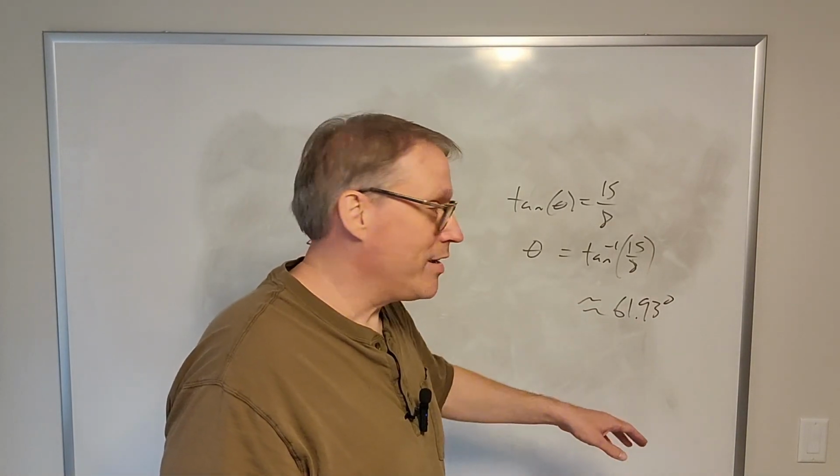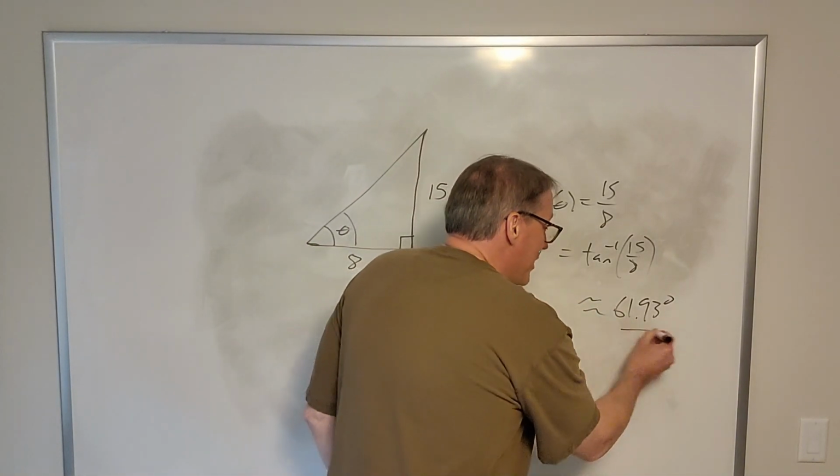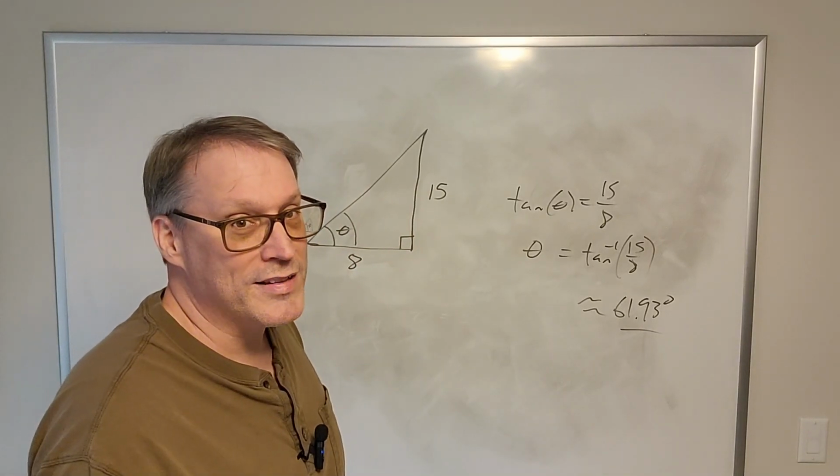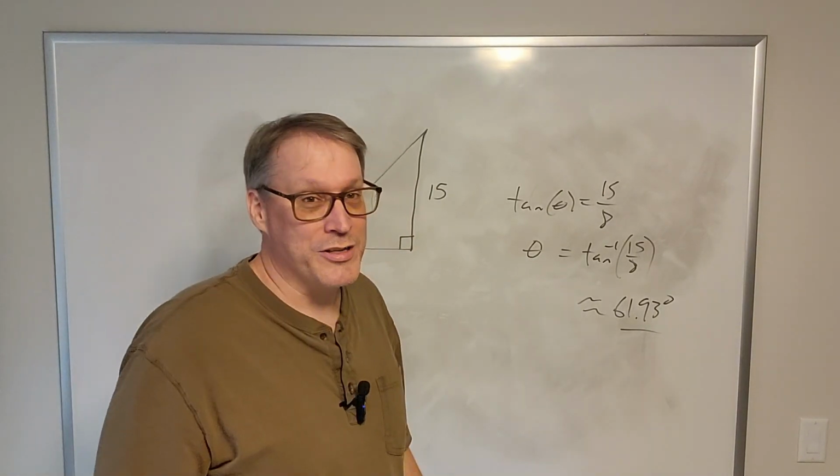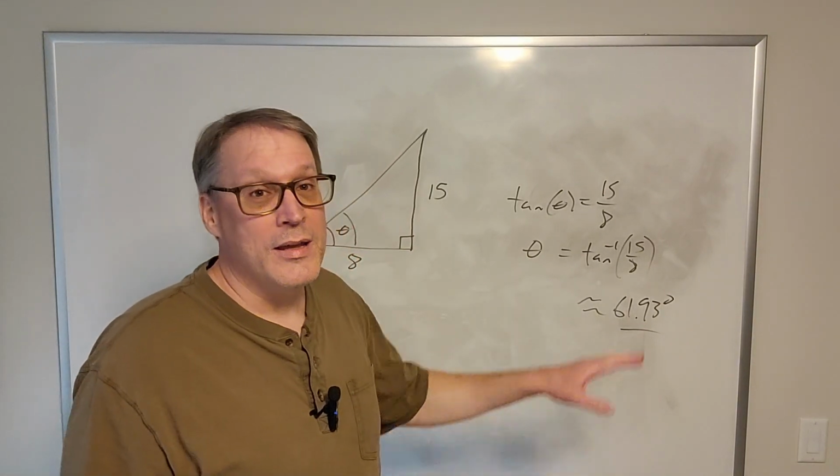The ACT, they may not. If they actually gave you these numbers, they may say 61.9, 61.8, 61.7, 61.6, and you're just sitting there going, ah, crap. So you need to know how to do it.